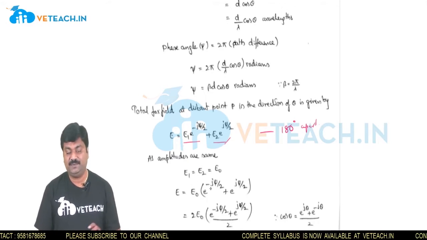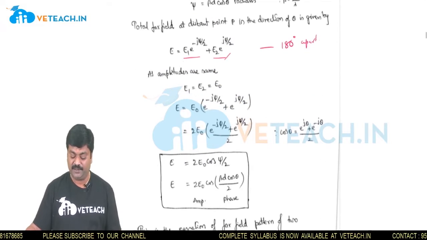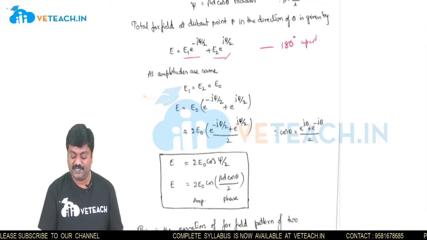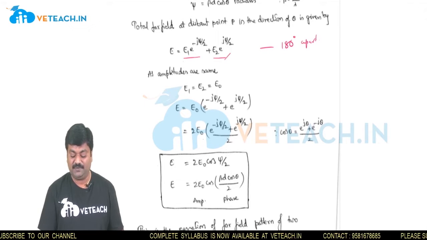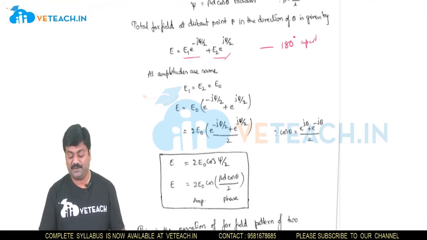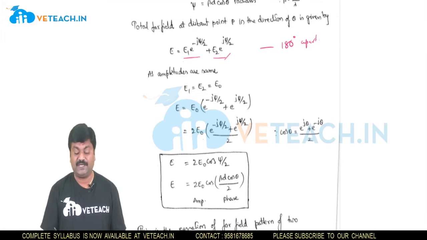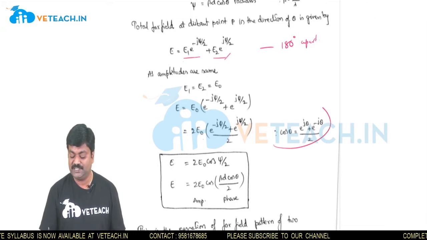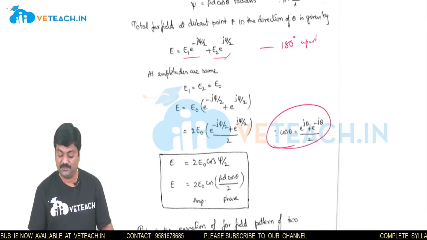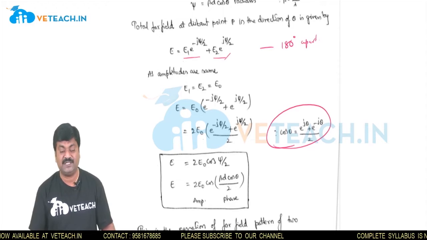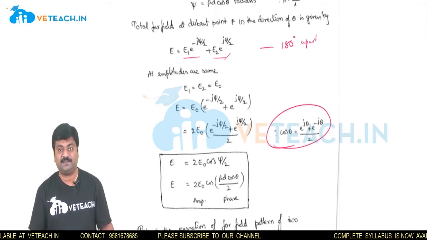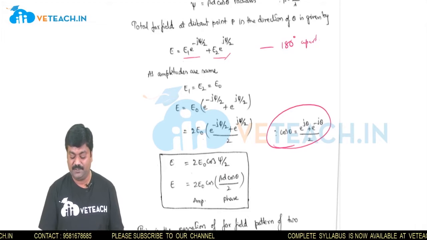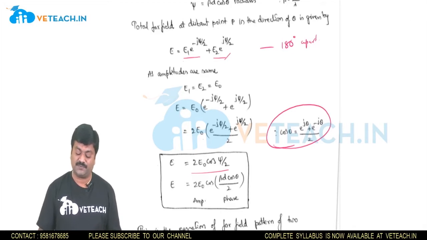E1 will be equal to E2, which will be equal to E0. In such a case, we have the notation E equals 2 E0 times e power minus j psi by 2 plus e power j psi by 2, all divided by 2. For the expression, I multiplied by 2 and divided by 2, which is in the form of cos theta. From trigonometric functions, cos theta equals e power j theta plus e power minus j theta, divided by 2. So in simple terms, we can write it as 2 E0 cos psi by 2.